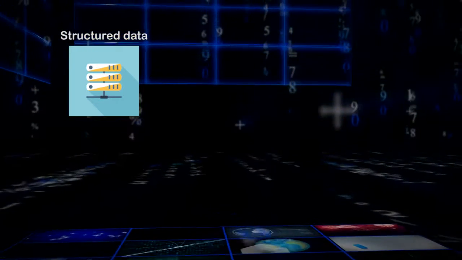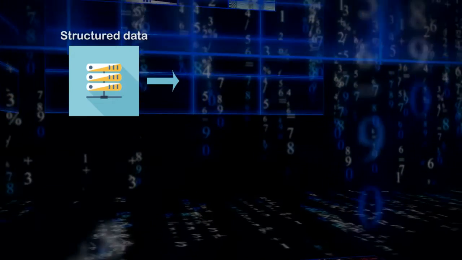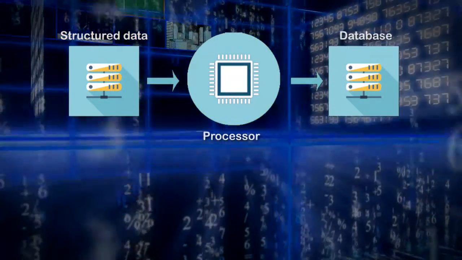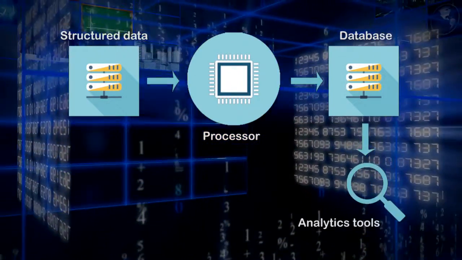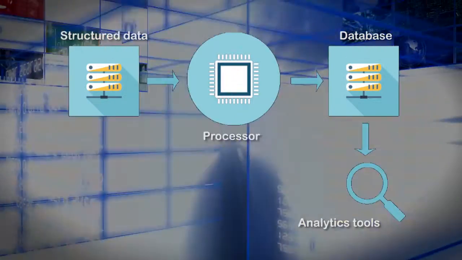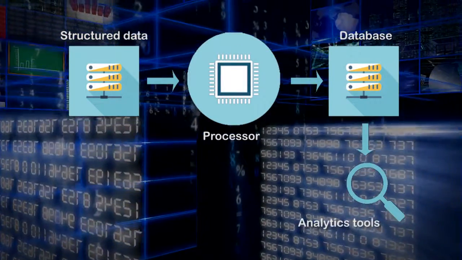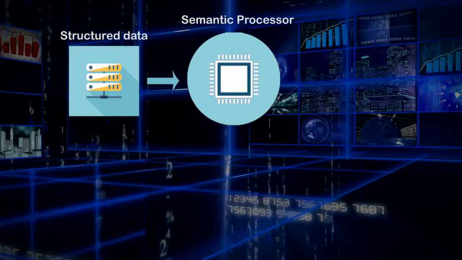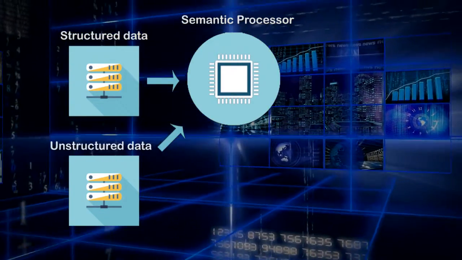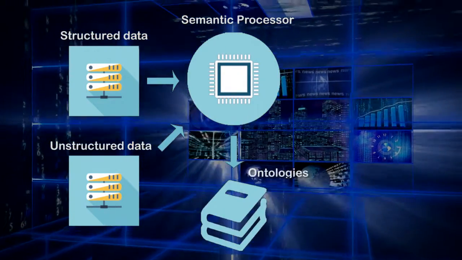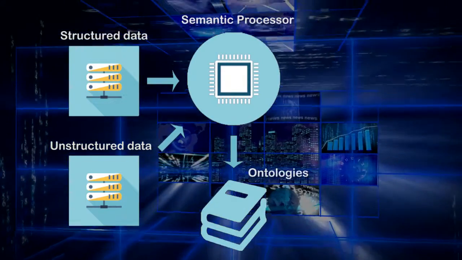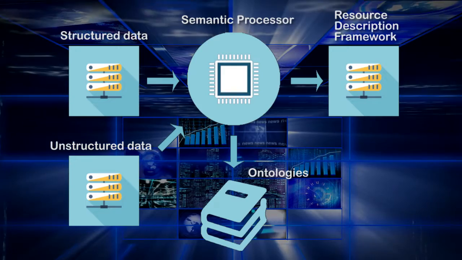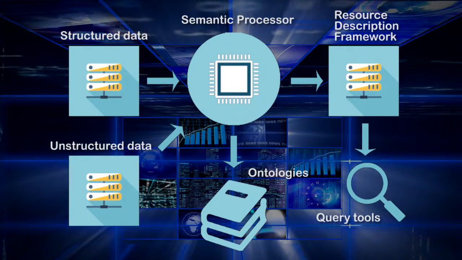So, in a nutshell, traditional data analysis involves taking very structured data, processing it and storing it in a database, which is then accessed by data analytical tools. A process that is limited by the fact that only structured data was used in the first place. With semantic computing, unstructured data can also be used, with ontologies used to help make sense of the data in the semantic processor, which is then analyzed using more advanced query tools.